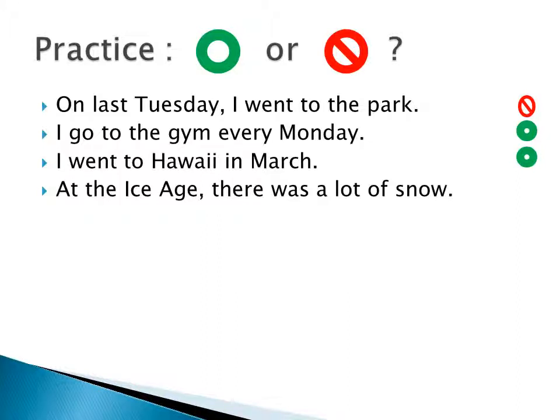Next one. At the Ice Age, there was a lot of snow. Okay. The Ice Age was a really long time. It's a time where everything was really cold. So the Ice Age being a really long time, I should put in the Ice Age, in the Edo era, in the Edo period, in the Meiji period. Ice Age is a long time, in the Ice Age. This is wrong.